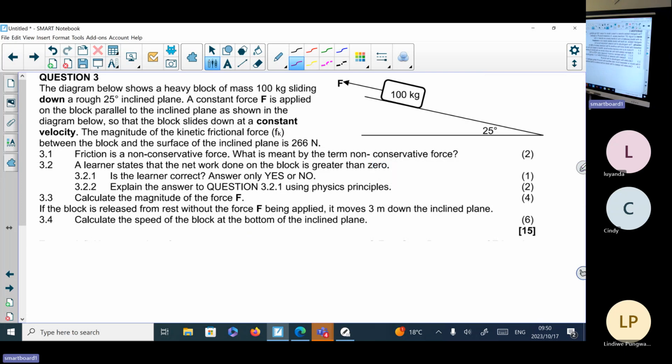Right, as we move to the next question. The diagram below shows a heavy block of mass 100 kg.